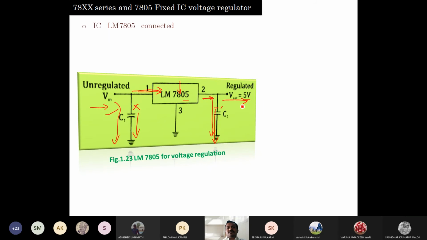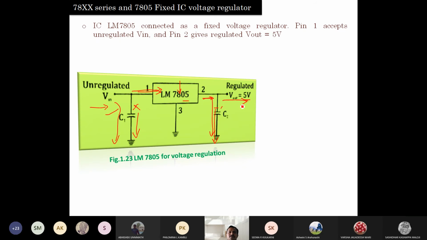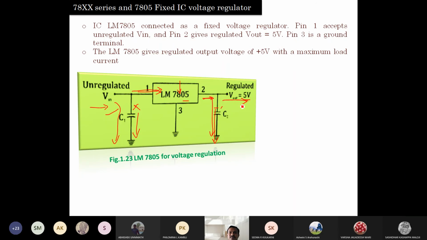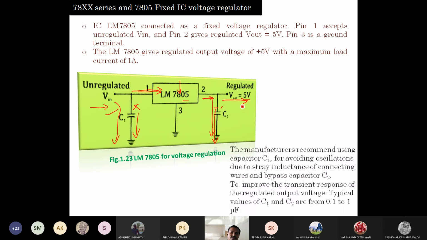This IC, LM7805, is connected as shown. Pin number 1 accepts the unregulated input, that is VIN, and pin number 2 gives the regulated output, which is equal to 5 volts. And pin number 3 is the common terminal, named the ground terminal. And this IC is going to produce a maximum load current of 1 ampere.